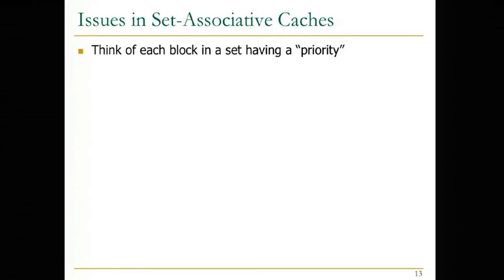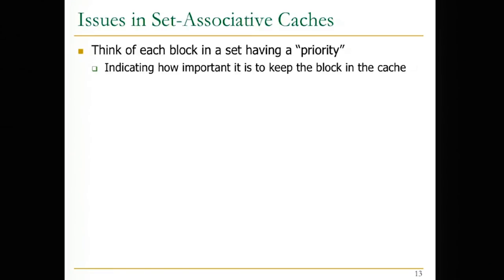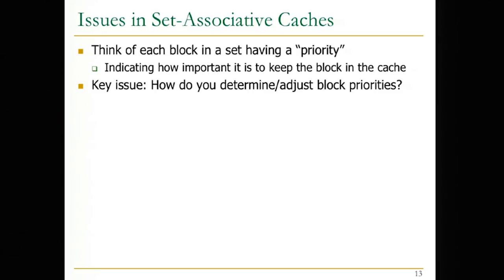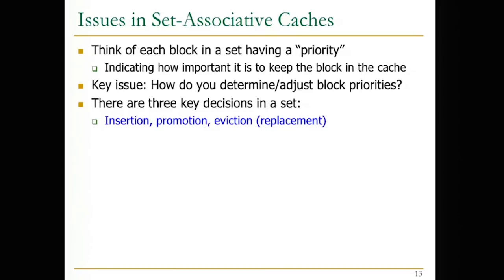Okay, so this is where we left off, actually. We talked about this also. But there are a bunch of issues in pseudo-associative caches. And I'd like to talk about this a little bit because cache design is important. So you can think of each block in a set having a priority. This indicates how important it is to keep the block in the cache. And the key issue is really how do you determine and adjust the block priorities? And there are three key decisions in a set. We've talked about replacement a little bit, but really when you're caching something, you're making three key decisions. One is insertion, the other is promotion, the other is eviction, replacement.